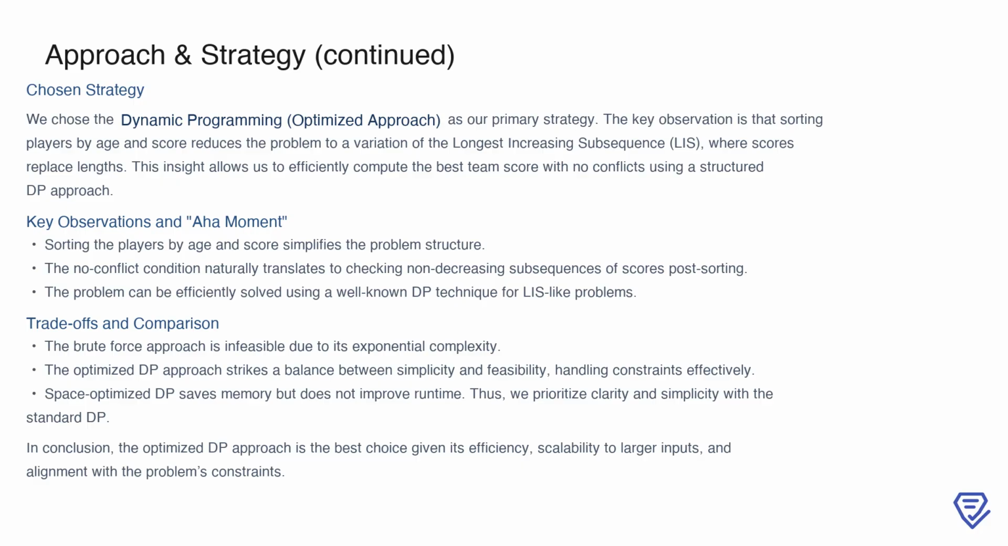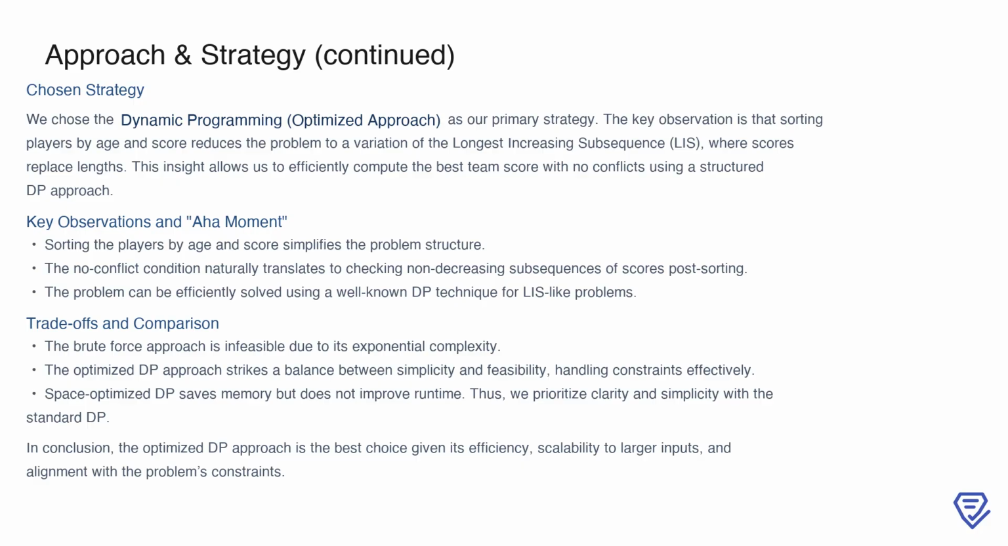The critical insight here is that sorting the players by age and score transforms the problem into a variation of the longest increasing subsequence problem, with scores replacing sequence lengths. This simplifies the structure of the problem and allows us to use a well-established DP technique to find the solution efficiently. The aha moment comes from realizing that the no-conflict condition aligns perfectly with checking for non-decreasing subsequences of scores after sorting.